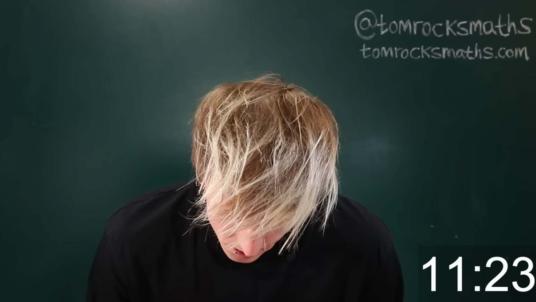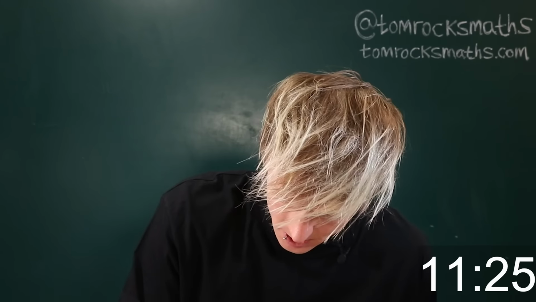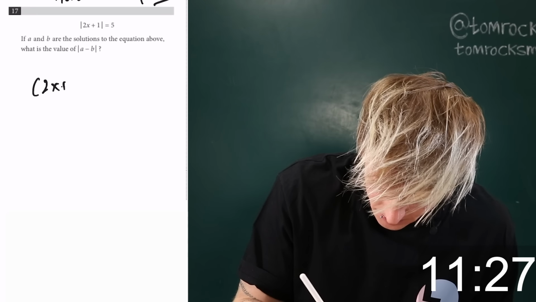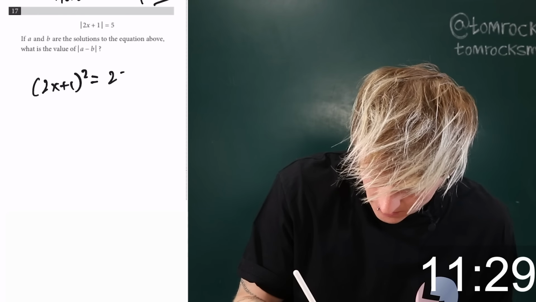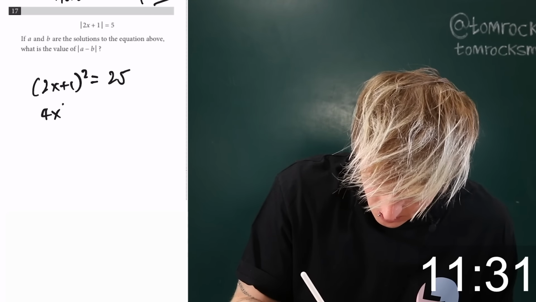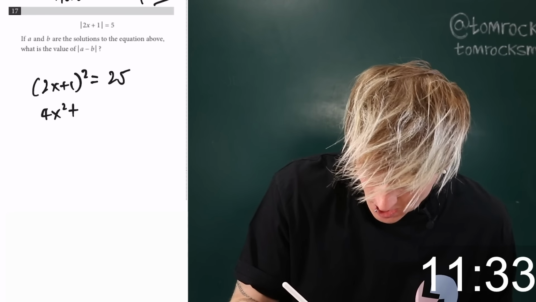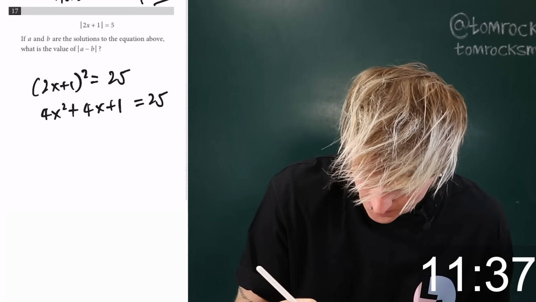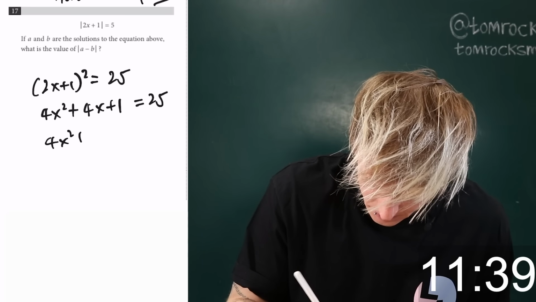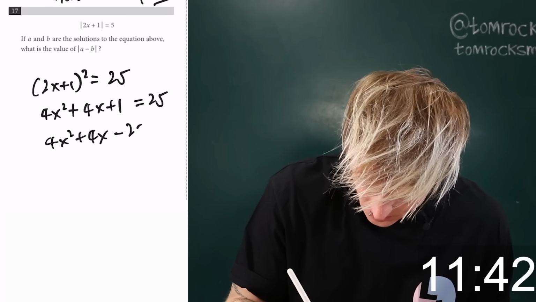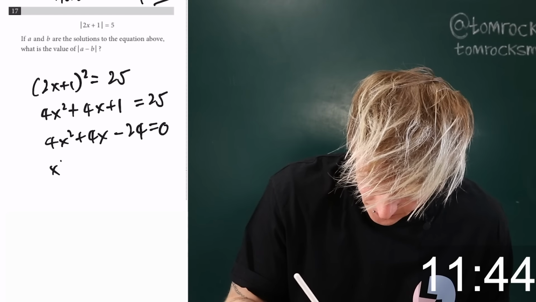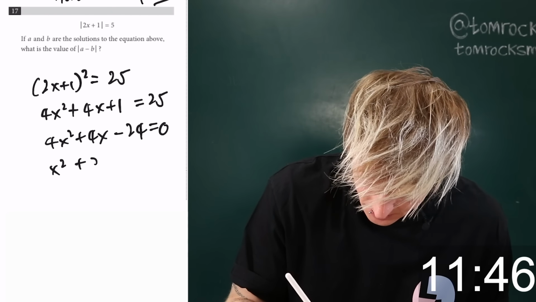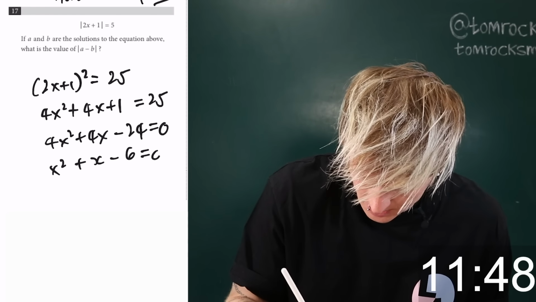Yeah, going with that. Okay, if A and B are solutions to the equation above, what is the value of that? Right, so let's square it. 2x plus 1 squared is 25. So that's 4x squared plus 2x plus another 2x plus 1 is 25. 4x squared plus 4x minus 24 is 0. Divide by 4, x squared plus x minus 6 is 0.